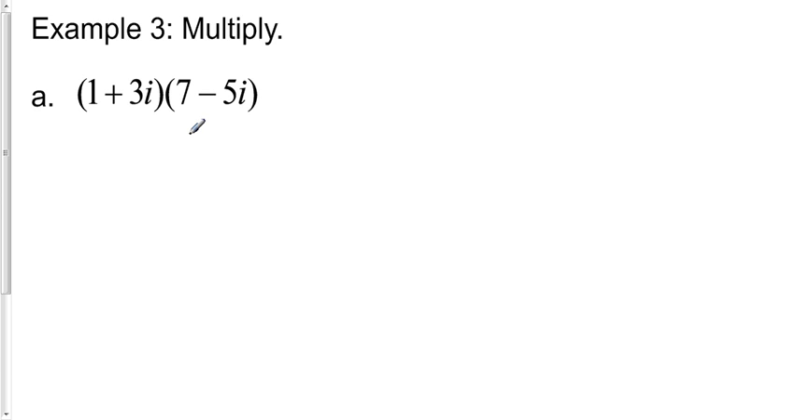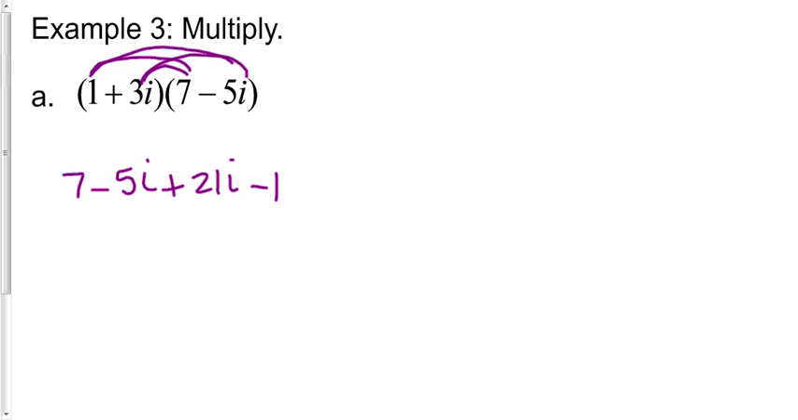So foiling or using the distributive property, we're going to take 1 times 7, that's 7. Then 1 times negative 5i, that's minus 5i. Then 3i times 7, that's plus 21i. And then 3i times negative 5i gives me negative 15i squared. Okay, so I can put together like terms here. The i's in the middle go together. So I've got 7, this is negative 5 plus 21, so that gives me positive 16i. And then I've got this minus 15i squared.